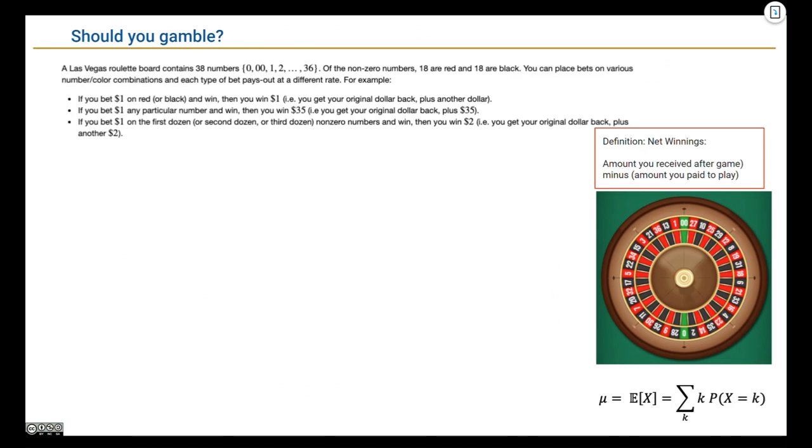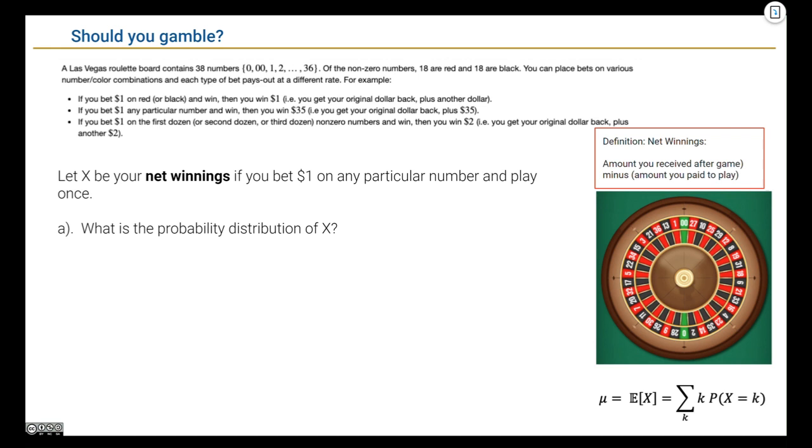Okay, so let's return to this problem and actually calculate that -5 cents mathematically, because we saw it via simulation, but let's see how we're going to get it here. So first, I want to think of what's the probability distribution of x. X is my net winnings, and so I really have only two possibilities. If I lose, my net winnings is -1, I lose my dollar. If I win, my net winnings is 35.